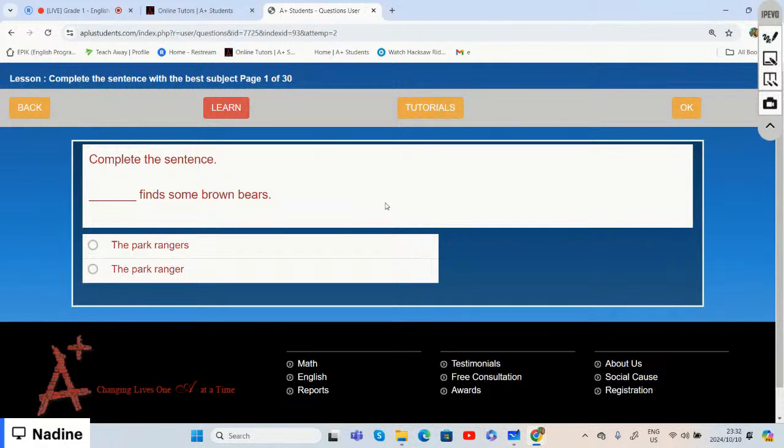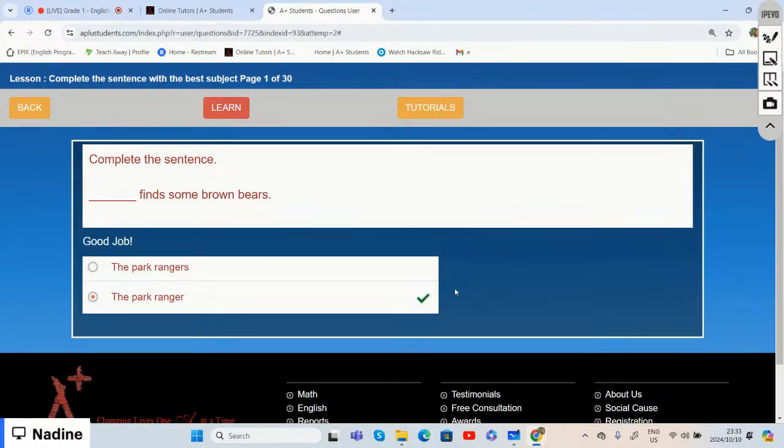And if we were to choose the correct option, we would say option two. One person, which is the park ranger, finds some brown bears.